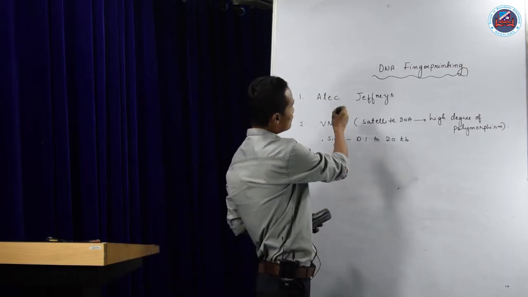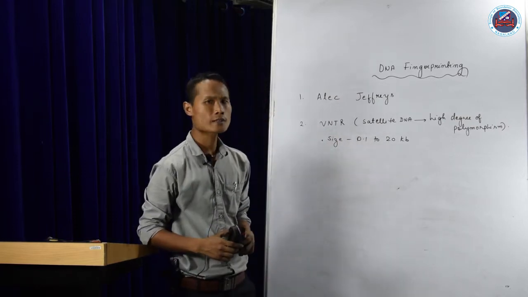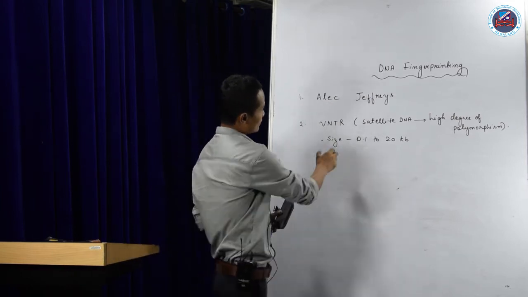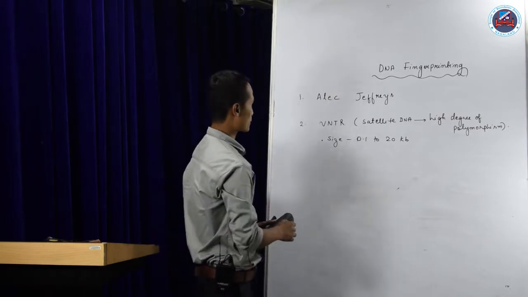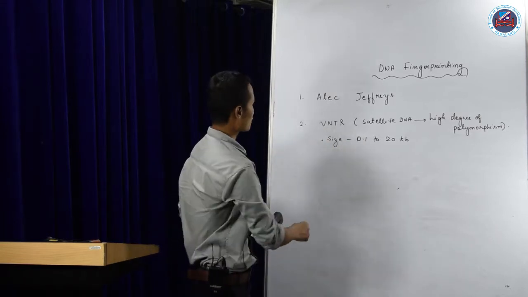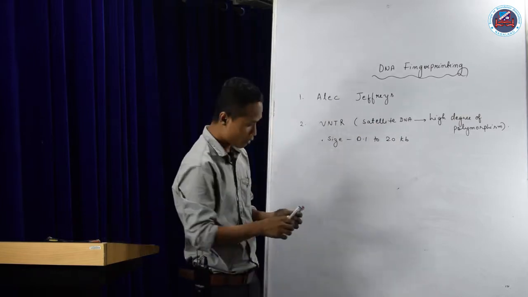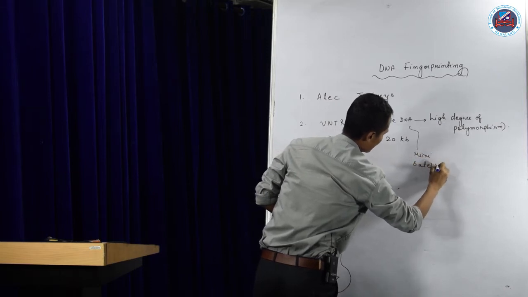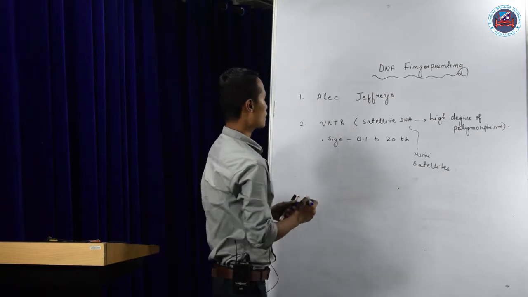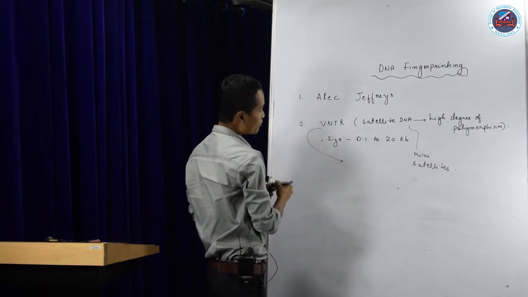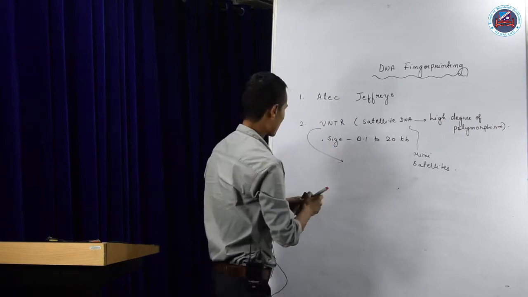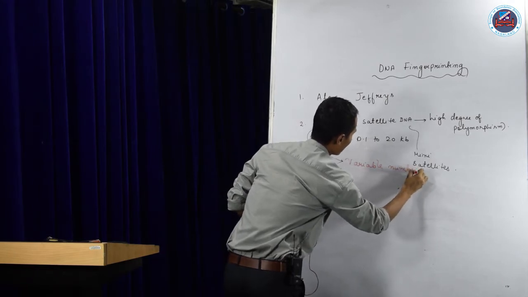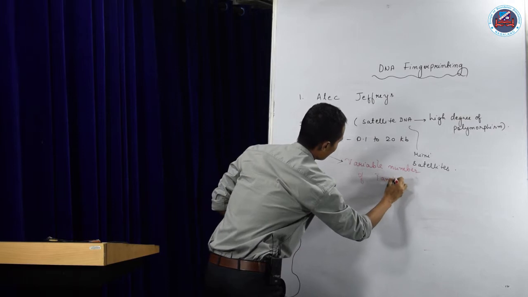It was Alec Jeffrey who developed this technique. And before going on to the process, let's discuss some of the important requirements of this process. The first is your VNTR, which is also said to be satellite DNA or mini satellites. VNTR means variable number of tandem repeats. I'll write here, variable number of tandem repeats.